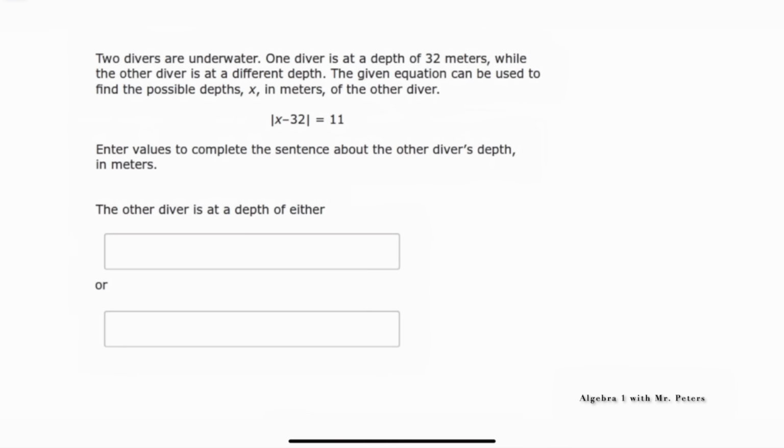We're on to problem number 33. So they're talking about two divers and we're talking about the different depths that they could be at. Luckily, with this absolute value equation, we don't have to do anything further before we set it up. At this step, all we need to do is just create our equations. So we have x minus 32 is equal to positive 11. And then we have x minus 32 is equal to negative 11. Now we could just drop the brackets and solve like a regular equation. So x minus 32 is equal to 11. Once we add 32 on both sides, we're going to get x is equal to 43.